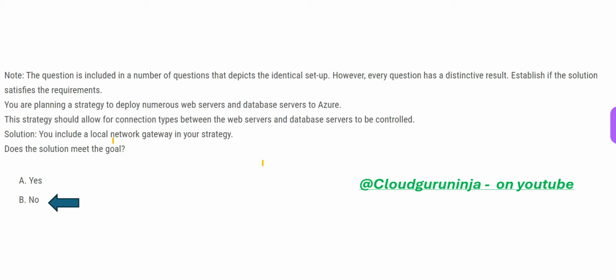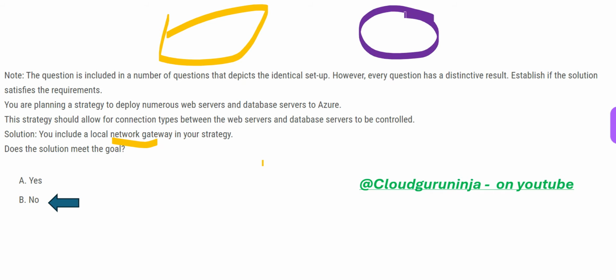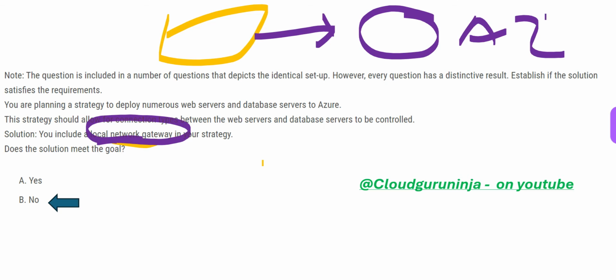So in this case, the answer is no because you are talking about a local network gateway in your stack. And the local network gateway is primarily for this: this yellow box is your on-premises, and this purple circle is your Azure cloud. If you want to connect these two, then you use a local network gateway. Otherwise, what is the purpose?